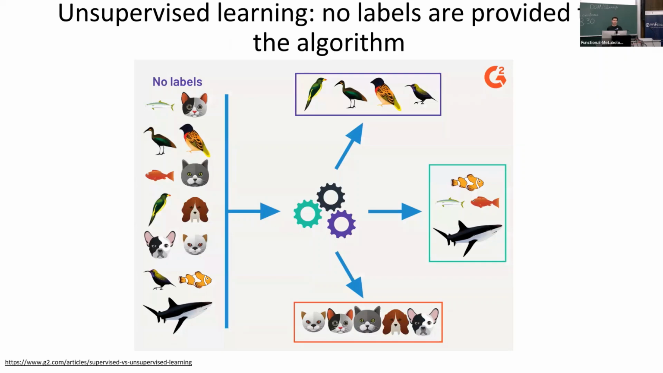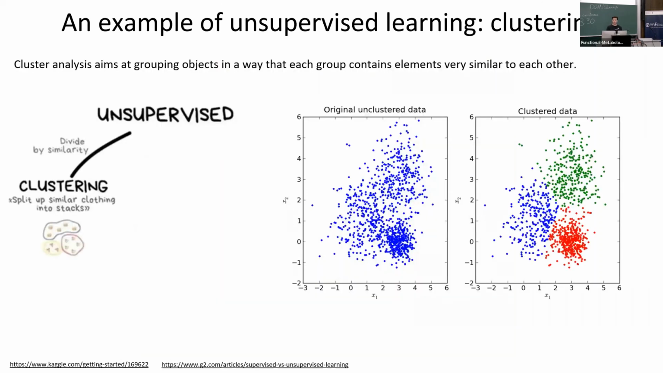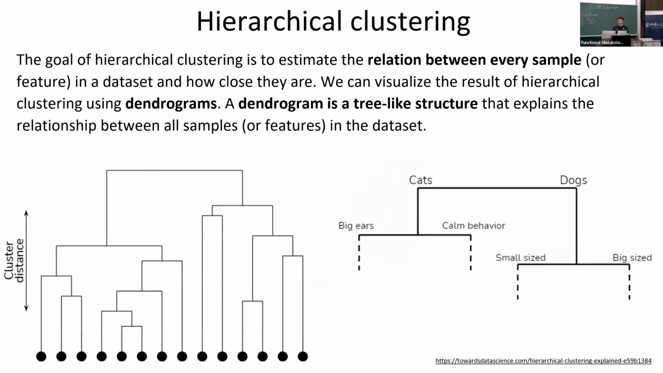But today I want to focus a lot on unsupervised learning. So no labels are provided. In this case, we have a bunch of animals, and we want to build a model that will group together objects, observations that are very similar to each other. So here we have the original data, and here we have the clustered data. So many observations close to each other would be very similar in the grouping.